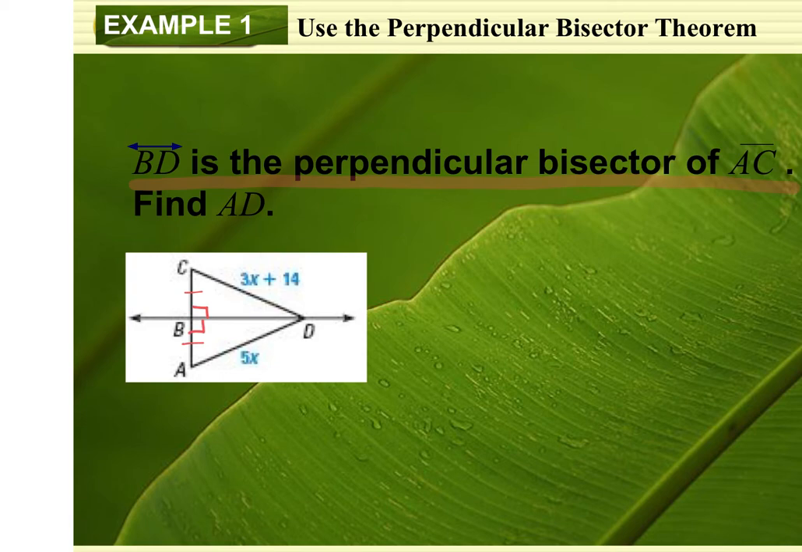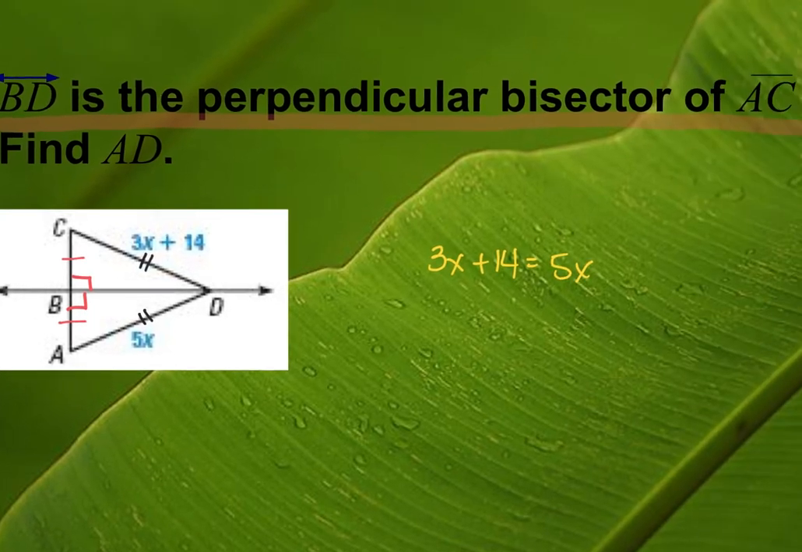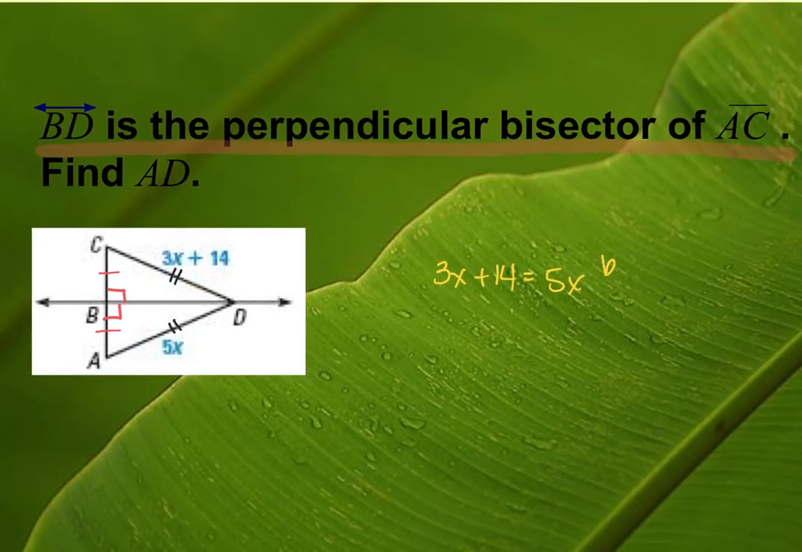If we know it's the perpendicular bisector, what do we know about DC and DA? That they are congruent. Excellent, so put your congruence marks. Did we notice something? The 3x plus 14 needs to equal 5x. So let's write that down. 3x plus 14 needs to equal 5x by what theorem? By the perpendicular bisector theorem.